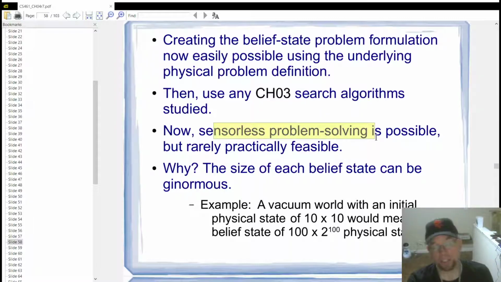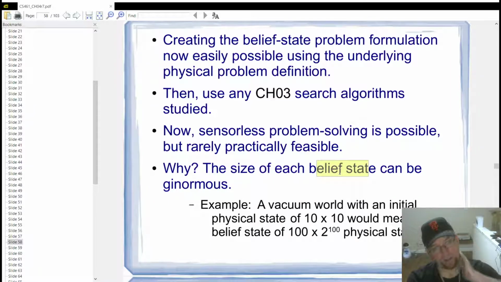It is theoretically possible, but it's rarely feasible in practical terms. We talked in chapter 1 a little bit about the history, about all these things that we can do, but there were physical limitations. Why? The size of each belief state, and therefore the overall belief state space, can be huge.